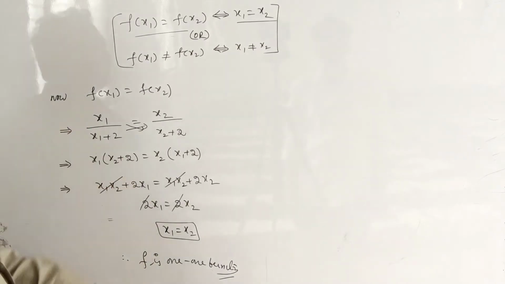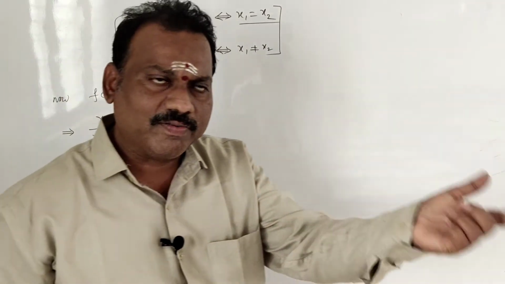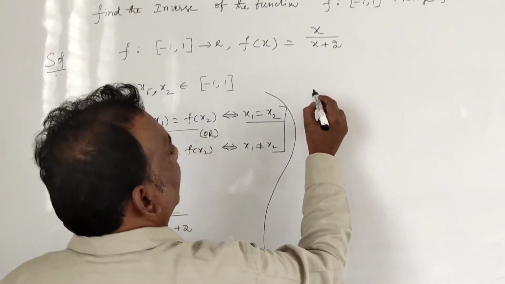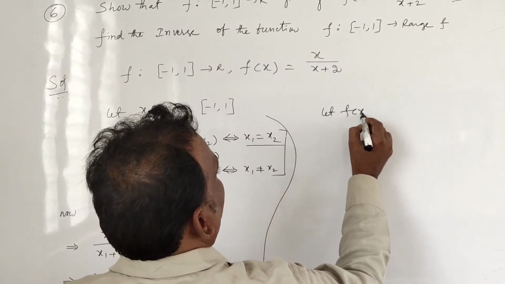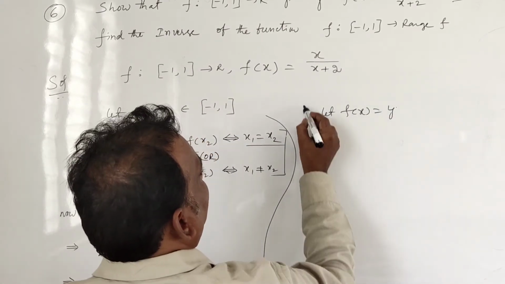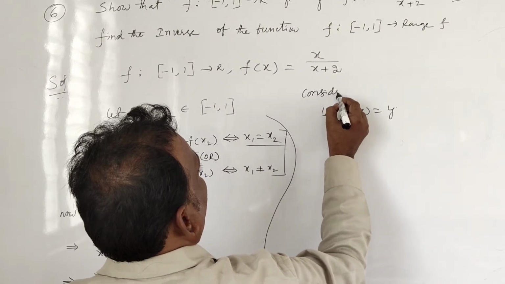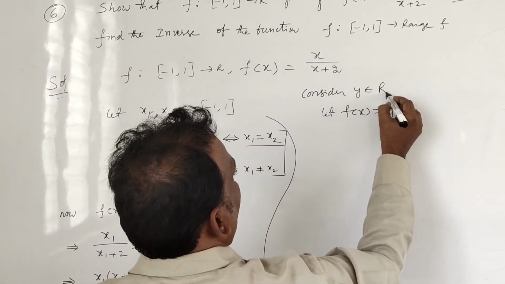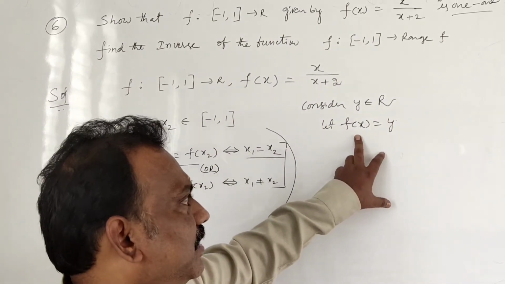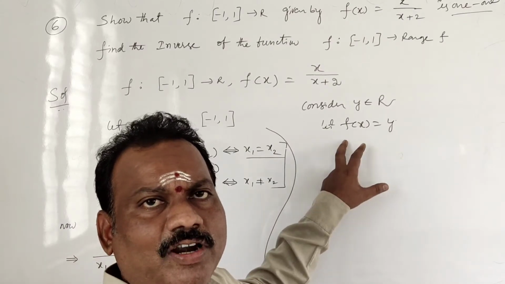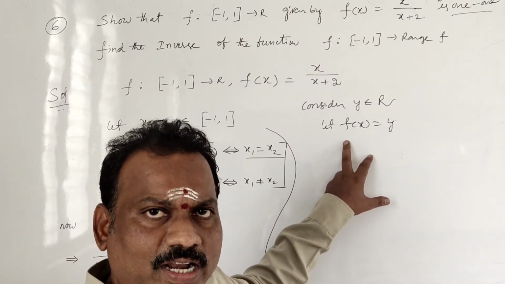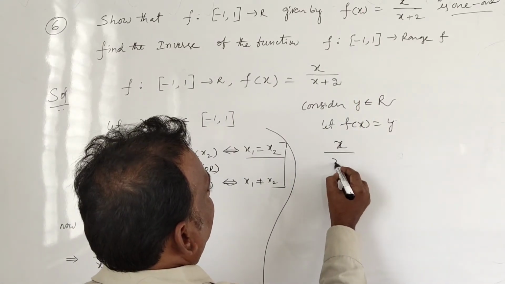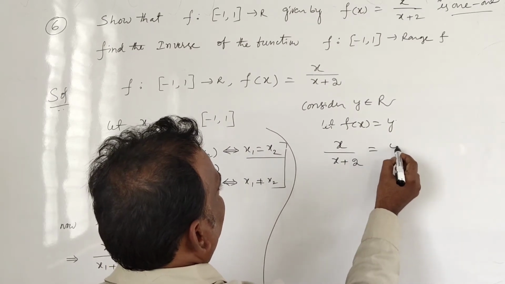Now the second part is important. When you are going to calculate f inverse, you remember that you have to take let f of x is equal to y. Consider y is an element in the codomain. What is the codomain? R. F of x means the range. Clear, students? So what is f of x? The f of x value is already given here: x by x plus 2 is equal to y.